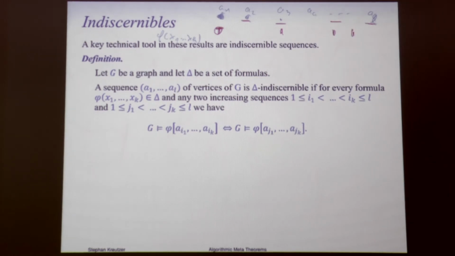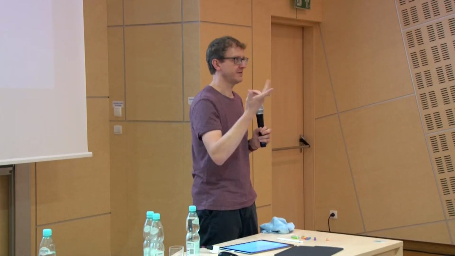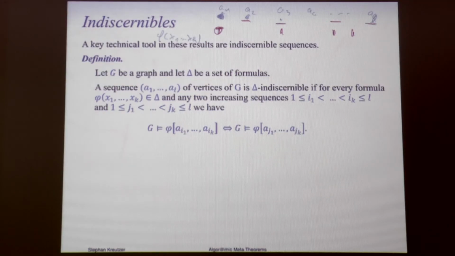And then the condition is that the first sequence will satisfy the formula if and only if the second sequence does. The only requirement is you can't change the order of elements. Such a sequence is called indiscernible if it's indiscernible in this sense for every formula in your set delta. And you see there's an obvious reason why it's called indiscernible.